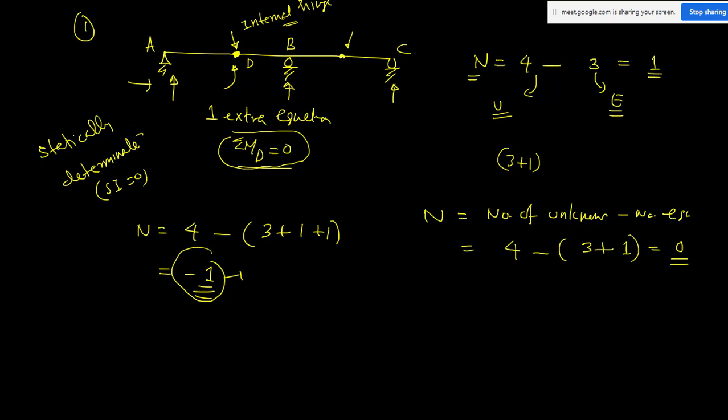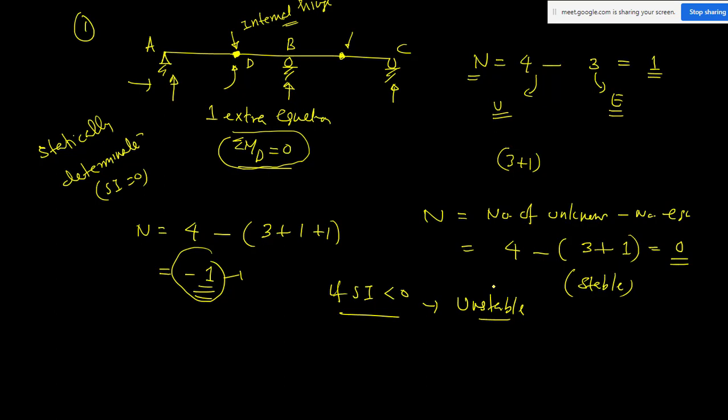Before this hinge, the structure's indeterminacy was 0, so it was a stable structure. Indeterminacy 0 means the structure is stable, and I can analyze it by using only the equations of equilibrium. You can find out everything. But if static indeterminacy is negative, the structure is unstable, because the unknowns are 4 and the equations are more. You must know that theory part. Basically, indeterminacy is defined only for a stable structure.